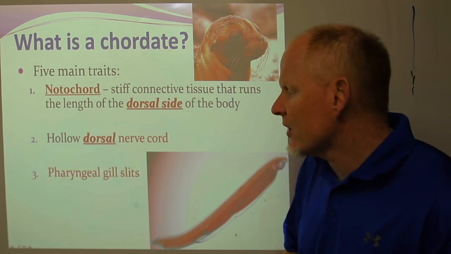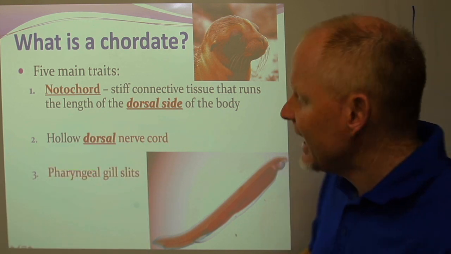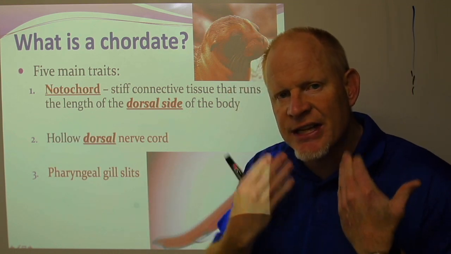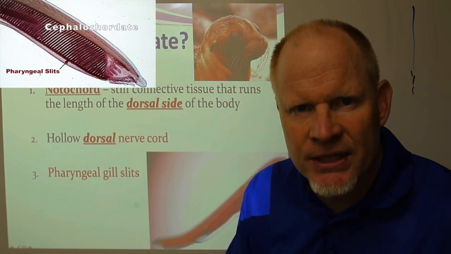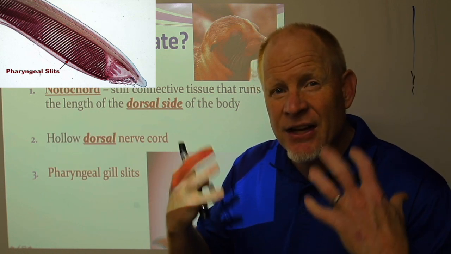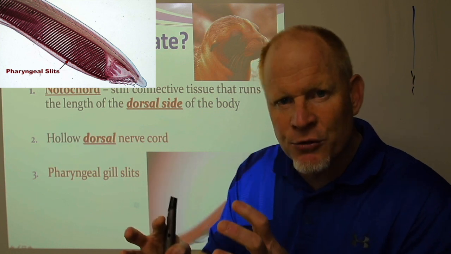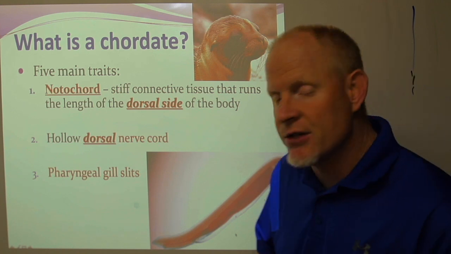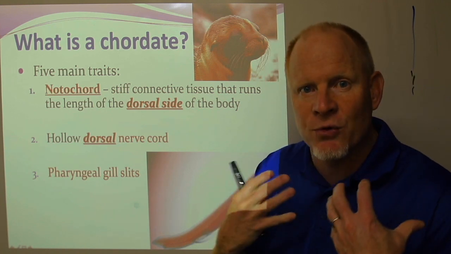Number 3 are what are called pharyngeal gill slits. I hate using the word gill, but that's what your textbook uses. The pharyngeal slits are not necessarily gills, and we associate ourselves with or think about gills in fish. The gills in fish are kind of a different developmental structure that arise from those pharyngeal arches or slits, but are not the actual gills.